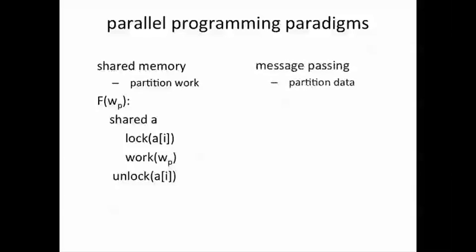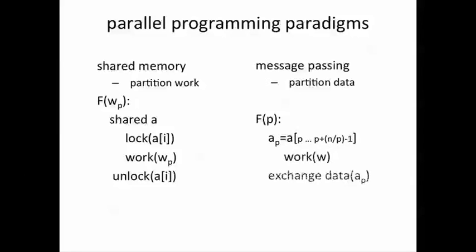Another paradigm which has been used historically is message passing, for example, by partitioning the data. So each processor does the same computational work, but on different parts of the data. So for example, a processor might have this slice of the data. So the data is divided into n over p slices, and each processor gets one slice, but performs the same work on this slice of data.